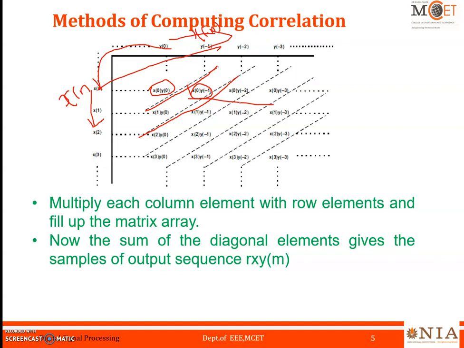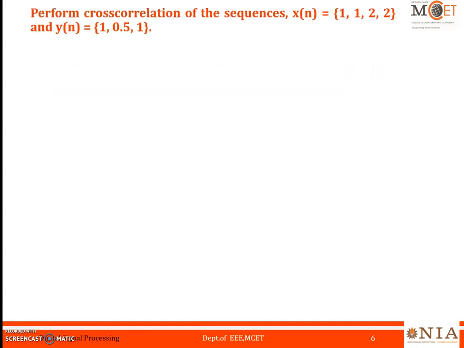So mainly we will use the correlation for finding out the similarities between two different sequences, or otherwise it can be used for finding out the similarity in the same sequence. In both the cases we can use the correlation concept. Okay. So now we are going to see some examples for finding out the autocorrelation as well as the cross correlation. Just see the first problem.